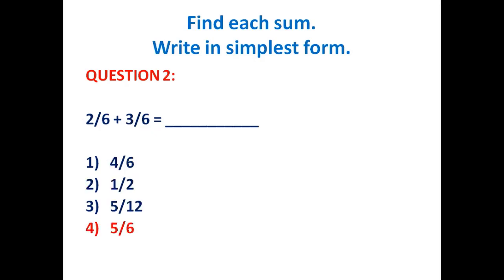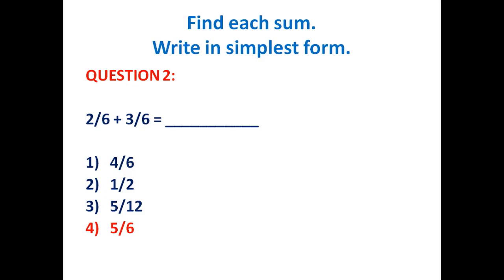Next number is question number 2. These questions are not the same as in your book. Numbers are different. You have to understand the questions, understand the method, and you will have to solve in your copybook. Question number 2. 2 divided by 6 plus 3 divided by 6. When you will add them, you will have to write in the given place. First solve and select which one is correct from the given options.